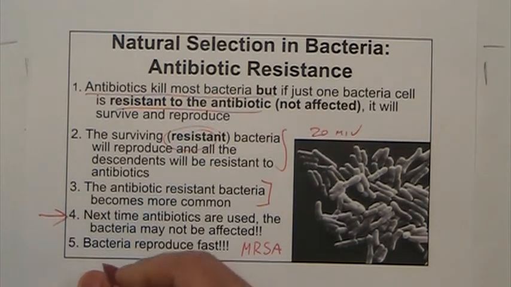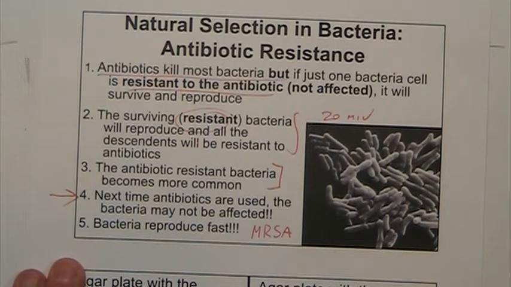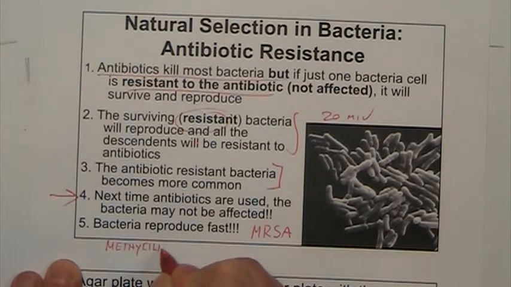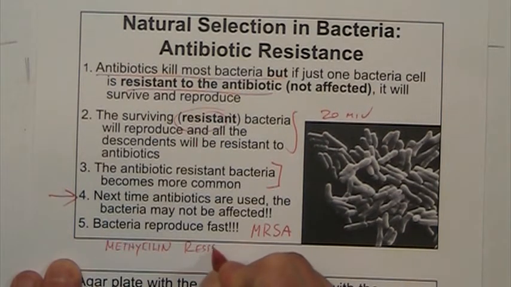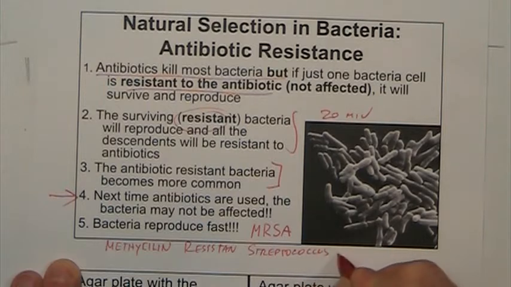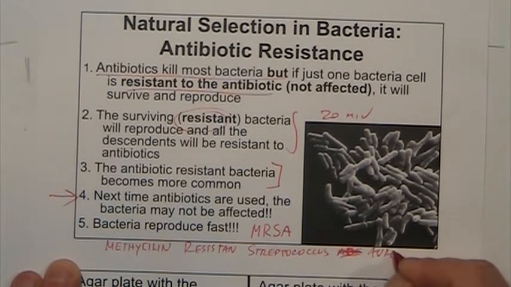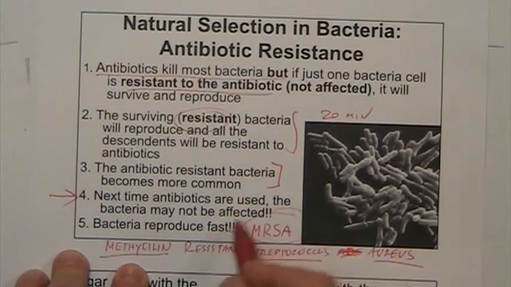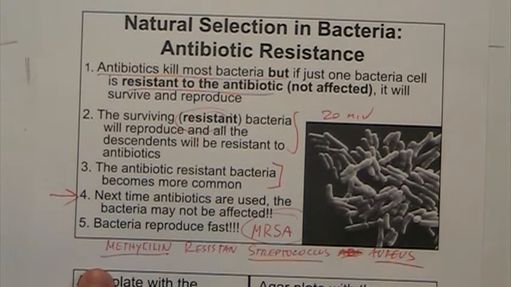MRSA. What does MRSA stand for? Sometimes they call it the flesh-eating disease. MRSA is methicillin-resistant Streptococcus aureus. You don't need to write this. Methicillin is one of the most powerful antibiotics that we have. The acronym MRSA describes this terrible bacteria that cannot be killed; it really means these are Streptococcus aureus bacteria that are resistant to this antibiotic.